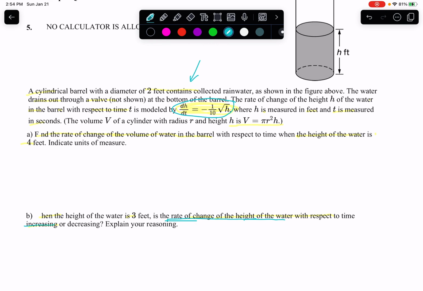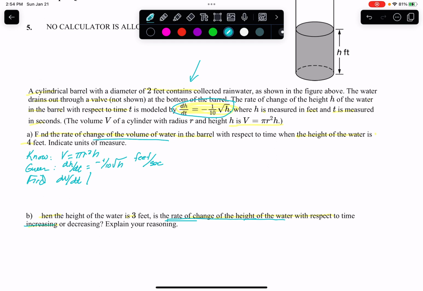First one is a straight out related rate. So we know that V equals pi r squared h. Don't break down now and not use your good techniques for this. We were given that dH/dt is equal to negative 1/10 square root of h, in feet per second. And we want to find the rate of change of the volume. We want dV/dt when h equals 4.